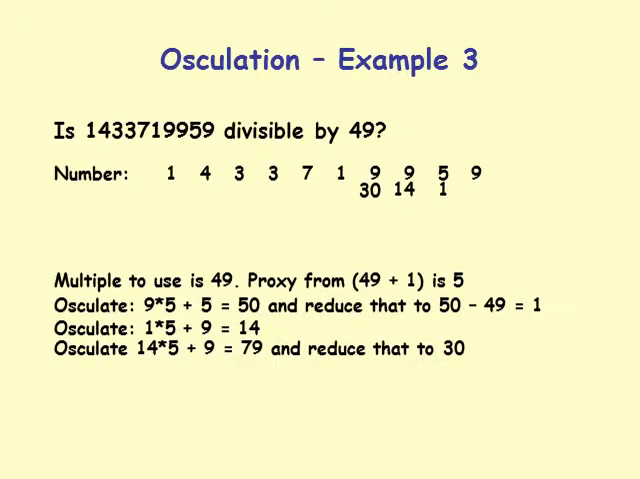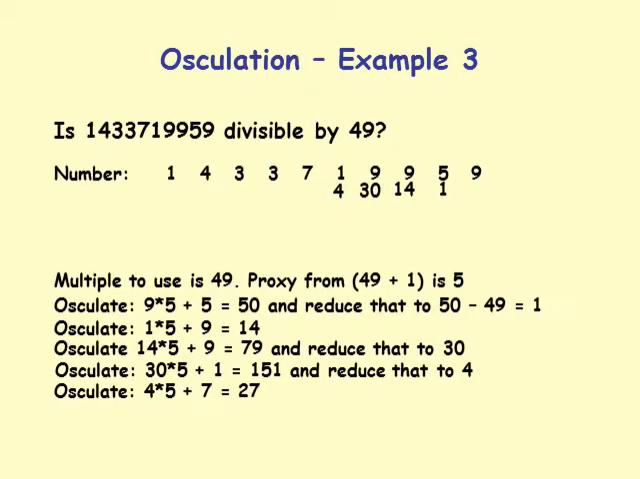Now we're going to osculate this 30 and the 1 here. 30 times 5 plus 1 on the left, which is 151, and we take away multiples of 49. We take away 3 times 49, which is 147, and reduce to 4. So instead of the 151 we got from osculation, we'll continue with the 4 here.